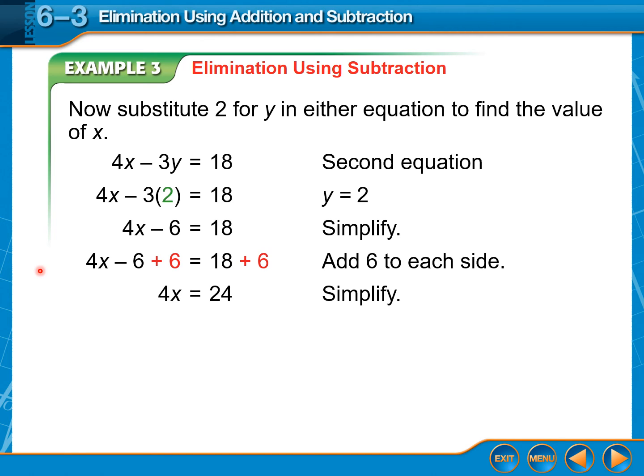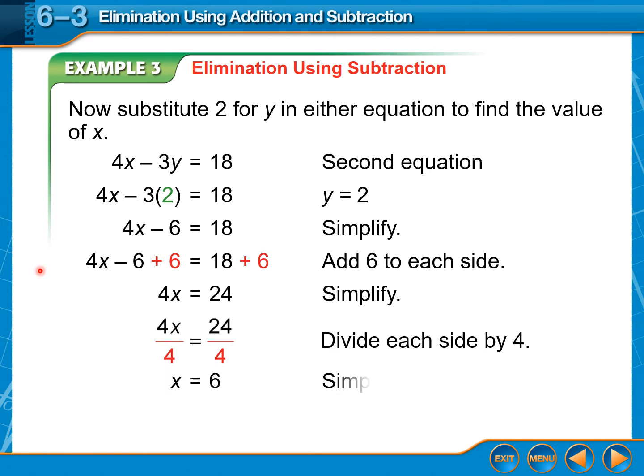And now to solve for x, we divide both sides by 4, and we find that x is equal to 6. So our solution is that x is equal to 6 and y is equal to 2. And we got that by subtracting the two equations.